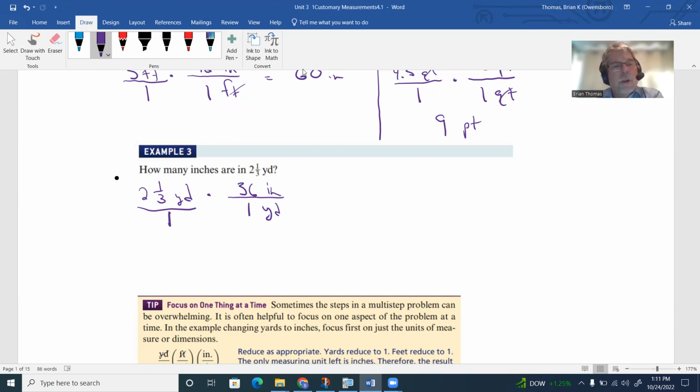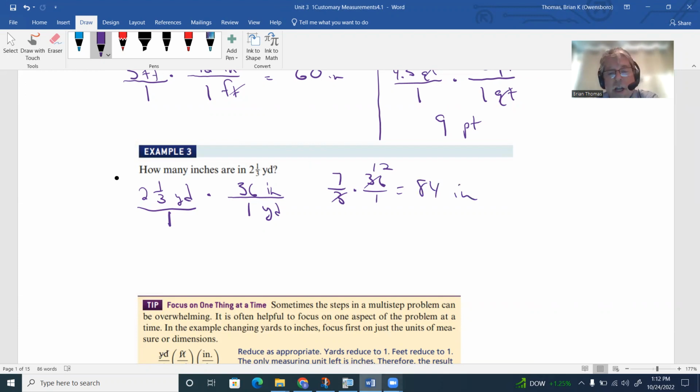So the goal is, all I really got to do is multiply 2 1/3 times 36. Now keep in mind, the 2 1/3 can be changed to 7/3. So I can multiply this to 7/3 times 36, or I can put that 36 over 1. And also how I can divide out 3 goes in 36 12 times, and 7 times 12 would be 84. So this would be 84 inches.